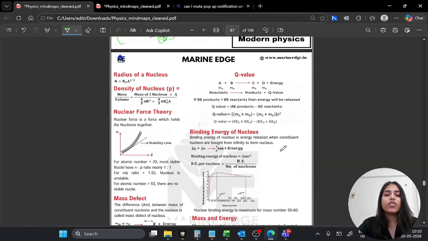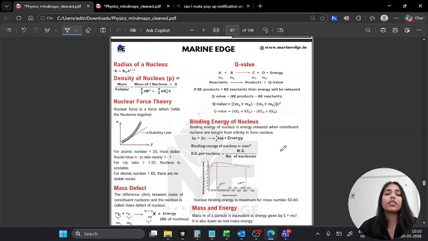Moving forward, the radius of a nucleus. For each nucleus, A is the mass number and the radius is denoted using this formula. Density of the nucleus will be mass per unit volume. You can calculate it basically like this. Next is the nuclear force theory. It suggests how the nuclear force is the force which holds the nucleons together inside the nucleus and how stable it is.